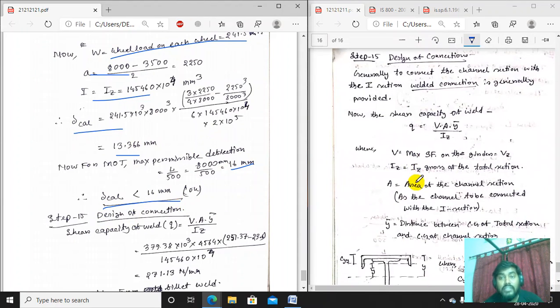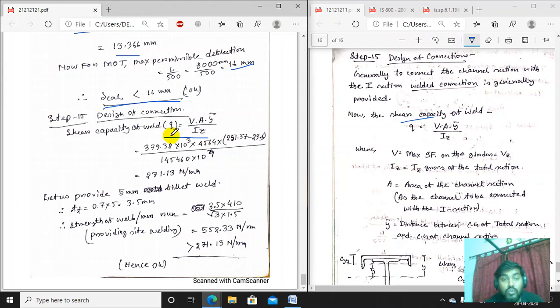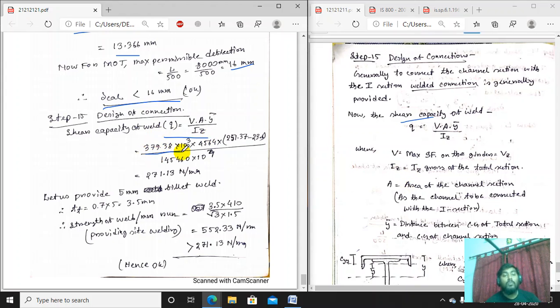Coming to the last portion, that is the design of the connection. First, the shear capacity. Shear capacity Q is equal to V into A into Y bar divided by IZ. We know V, the maximum shear force we have calculated, 379.38 into 10 cube. IZ is the gross section of the total section, and A is only the area of the channel. Why? Because the channel needs to be connected with the I section. So the strength of the channel we have to find out.